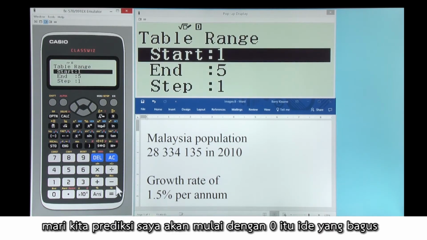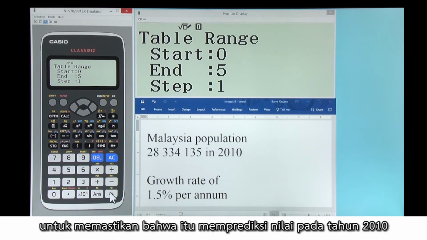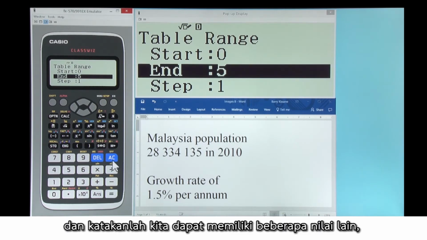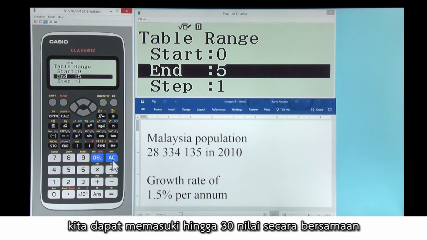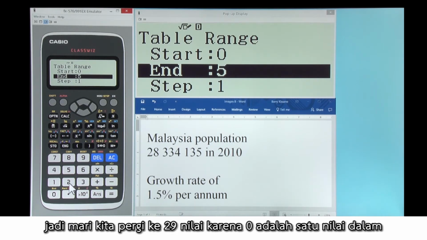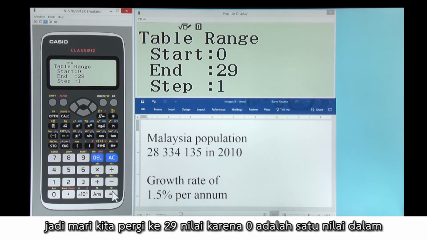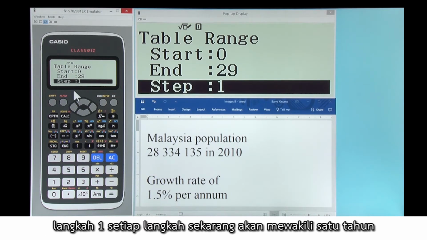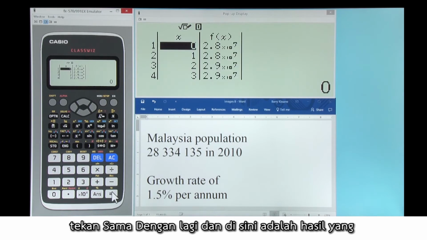So let's predict. We'll start with 0. That's a good idea to make sure that it predicts the value in 2010. And let's say we can have some other values. We can have up to 30 values altogether. So let's just go to 29, because the 0 is one value, in steps of 1. Each step now will represent a year. So tap equals again, and here is the result.